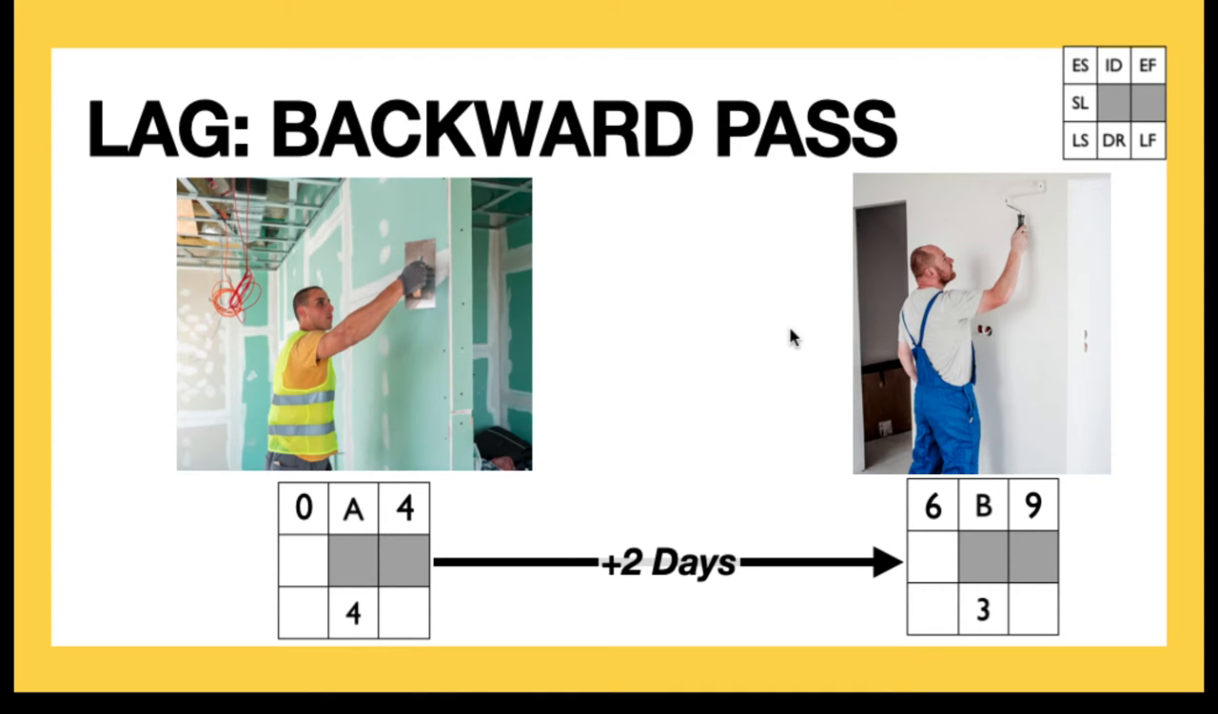In the backward pass, we have to do the same thing, but in this case, we subtract it. Let's say that we are making a backward pass here, so 9 subtract 3 gets us to 6 for the late start. Instead of transferring that to the late finish of A, we have to subtract 2 days. We have to count for that both ways here. So that turns into 6 minus 2, which is 4, and then 4 minus 2, which is 0.